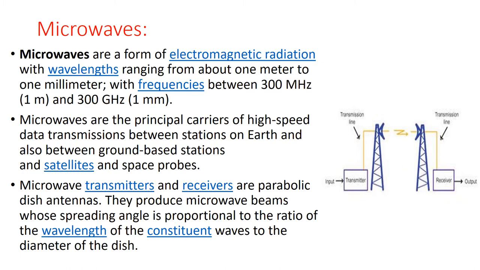Microwave transmitters and receivers are parabolic in nature, as is clearly shown on the screen: the transmitter and receiver both are in a curve shape, and this curve shape is called a parabola. So microwave transmitters and receivers are parabolic dish antennas, and these dish antennas produce microwaves, and the microwaves spread at different angles, and the spreading angle is proportional to the ratio of the wavelength of the constituent wave to the diameter of the dish.